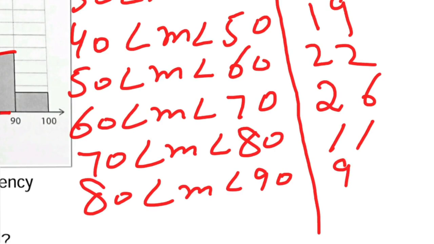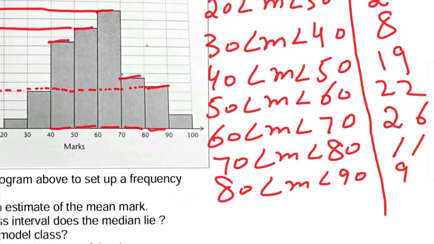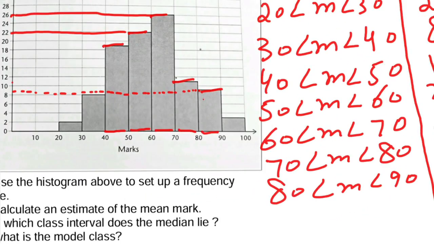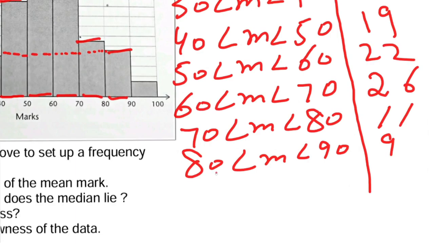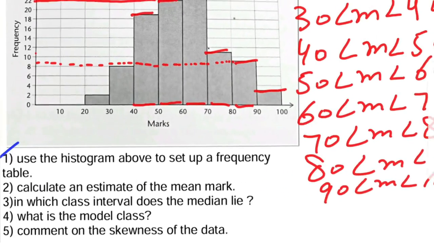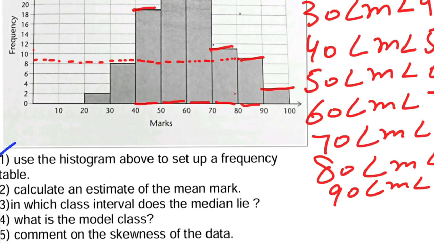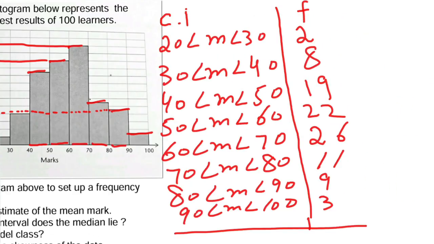They will provide the grid for you, then you can see properly. There are going to be horizontal lines. You can count the lines. Each horizontal line represents 1 mark. The last one is between 90 and 100. There we go, 90 and 100. So 2, 1 up, so 3. So these are my class intervals. This is my frequency. This is my first question answer.